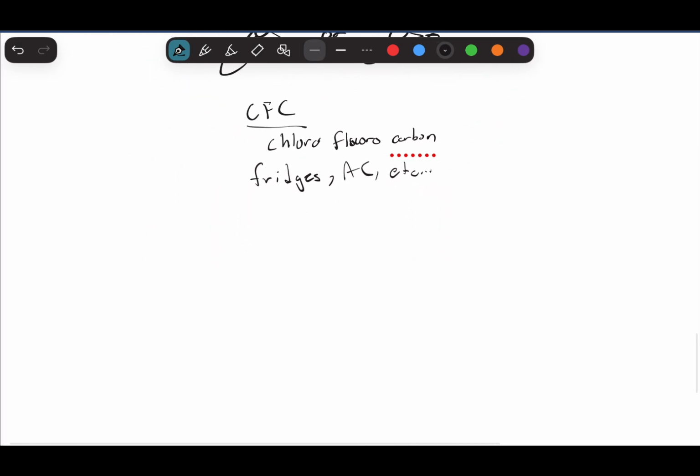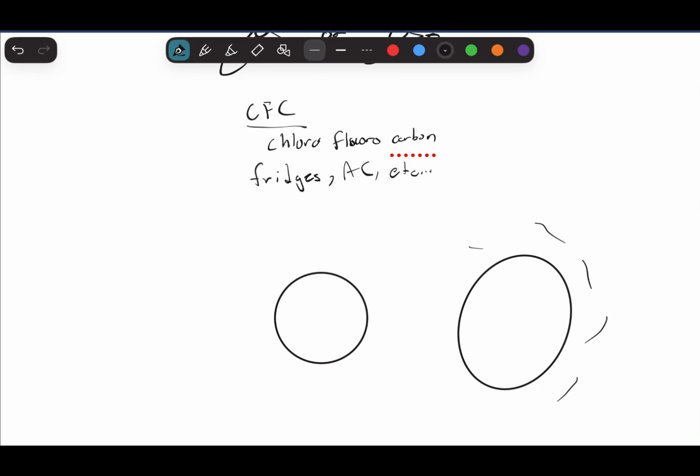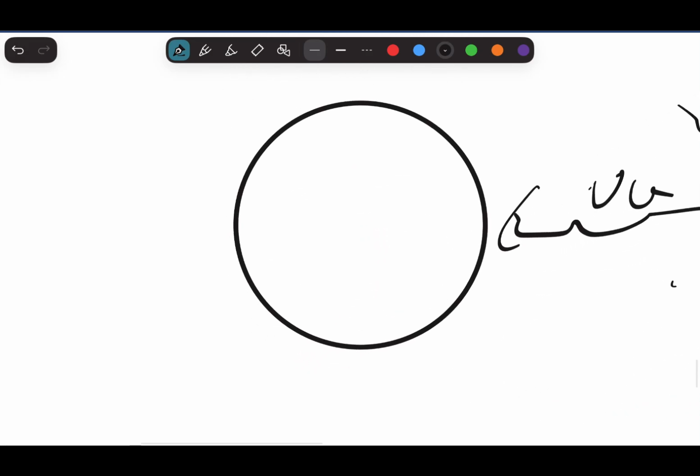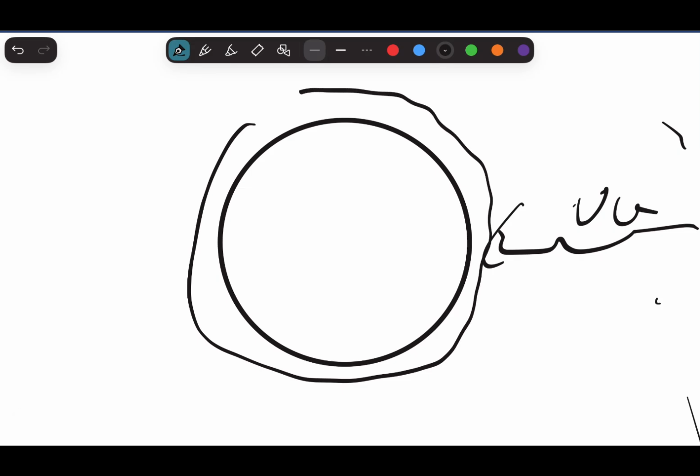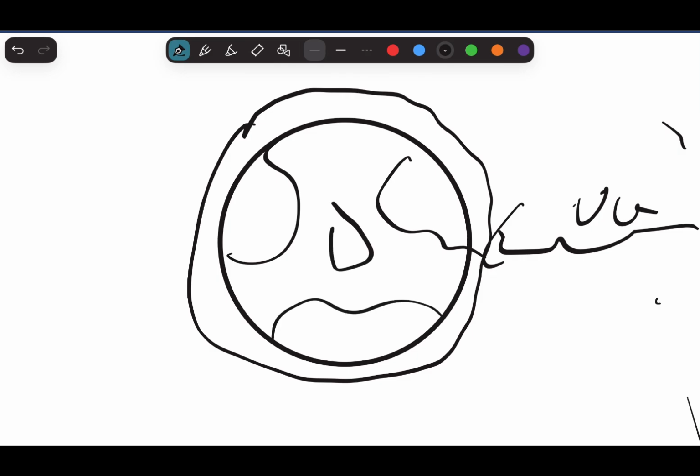So the Earth right here, right? This is the Earth, this is the Sun. And the sun exerts UV rays onto the Earth. And what you guys may have heard in middle school, or you guys should know, is that there's kind of like an ozone layer protecting Earth from said UV rays, okay?